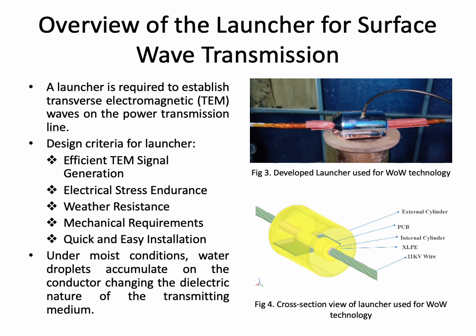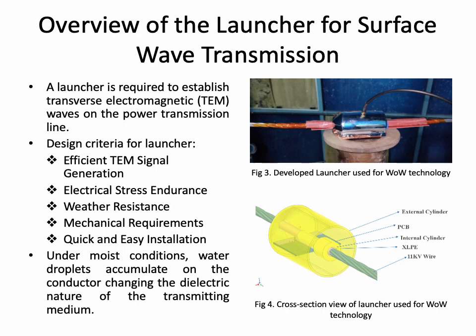So, in order to establish the transverse electromagnetic waves on the power transmission lines, we require a launcher. The launcher efficiently converts the radio frequency signals into transverse electromagnetic waves. For this, the launcher should meet certain design criteria: it should have efficient TEM signal generation, so that adequate transmission is ensured along the power line.